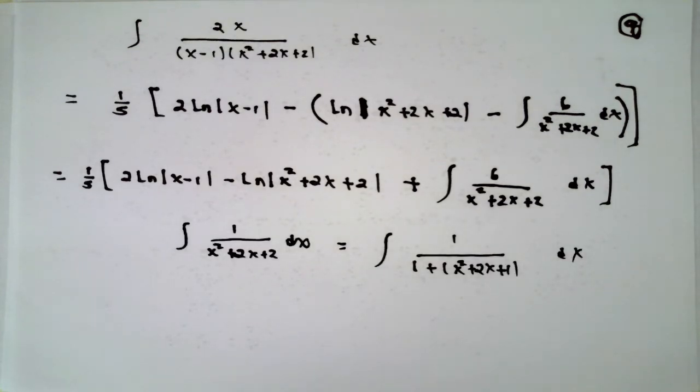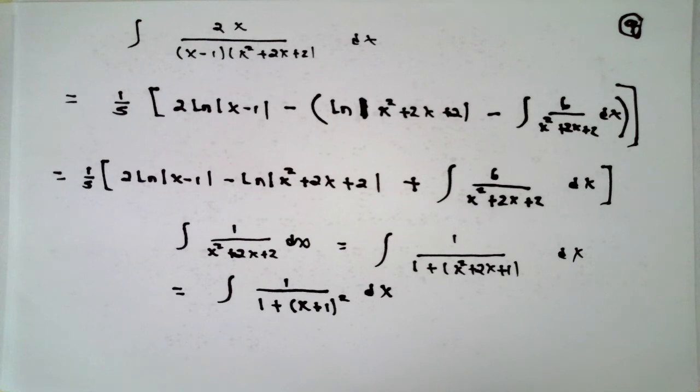X squared plus 2x plus 2 is x squared plus 2x plus 1 added to 1. I want to express it in that way because x squared plus 2x plus 1 is a perfect square. If I think of a as being 1 and u as being x plus 1, the quantity that I'm integrating is 1 over a squared plus u squared. This is one of the things that we know how to do.